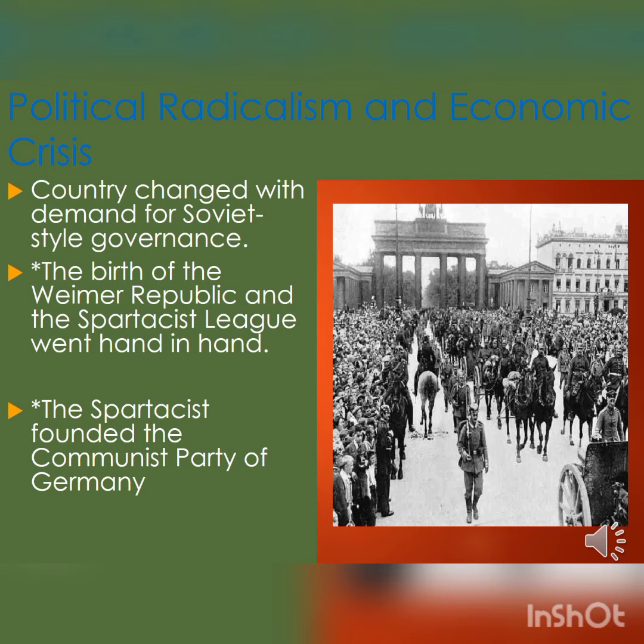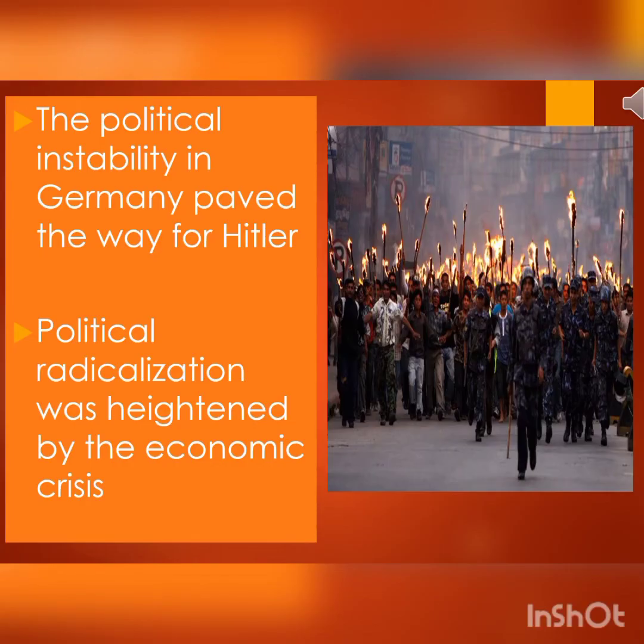The birth of the Weimar Republic coincided with the revolutionary uprising of the Spartacist League on the pattern of the Bolshevik revolution in Russia. The political atmosphere in Germany was charged with demands for Soviet style governance. The anarchist Spartacists later founded the Communist Party of Germany. Both revolutionaries and militant nationalists craved radical solutions. The political instability in Germany paved the way for Hitler.